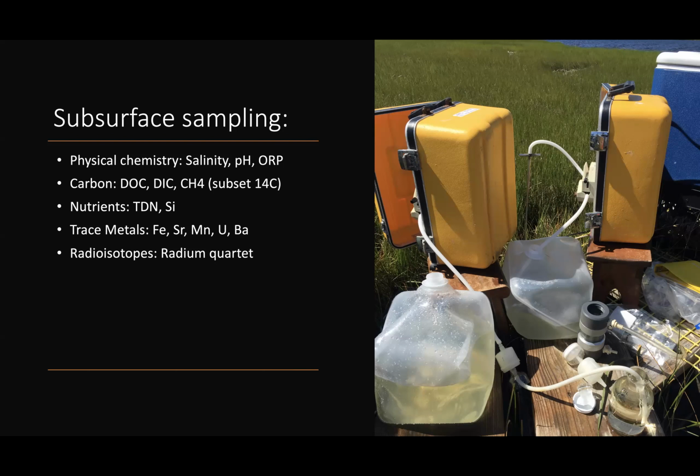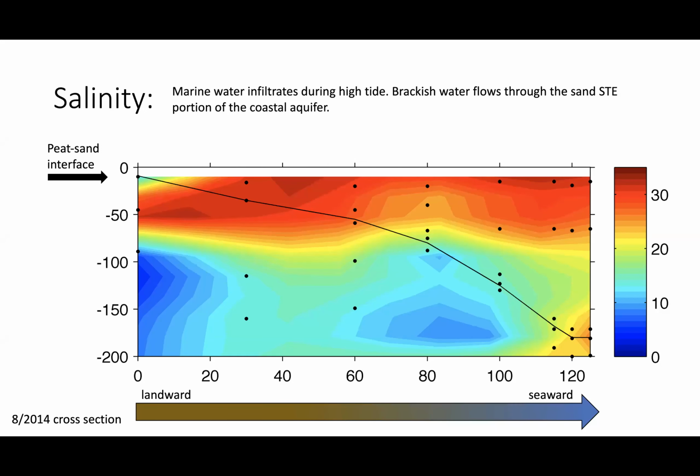I'm not going to show you any methane data today. It's mostly DIC and DOC, as well as nutrients. No nutrient data today. We'll show you trace metal data, but no radium data. So this is a super rich data set that is telling us a lot about what's going on within this region. So what does our salinity structure look like?